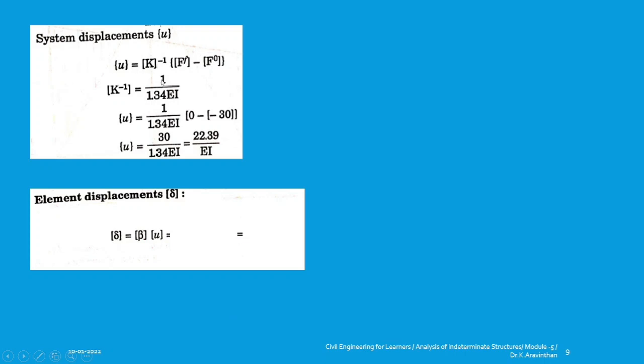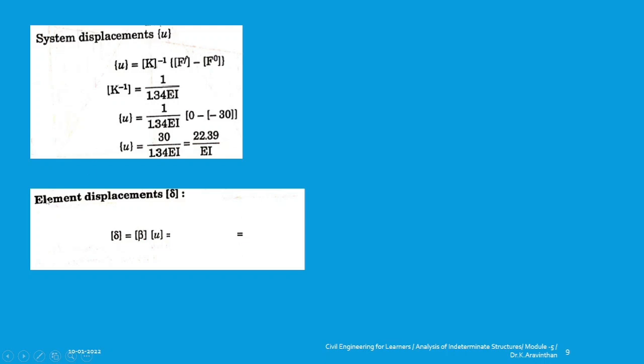K inverse is 1 by 1.34 EI, and F of F is 0 minus F naught, which is minus 30. So minus into minus will become plus. 30 divided by 1.34 will be 22.39 by EI. So this is the system displacement, which is U.